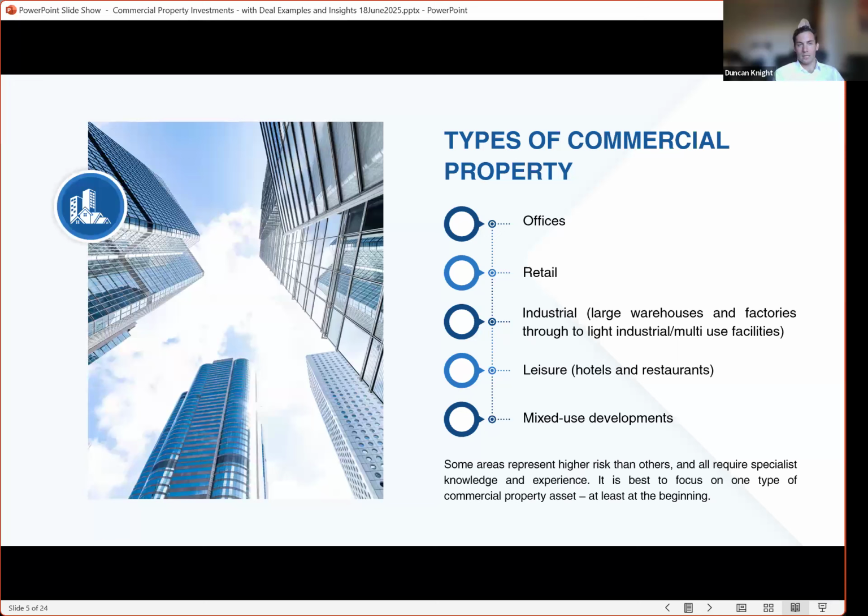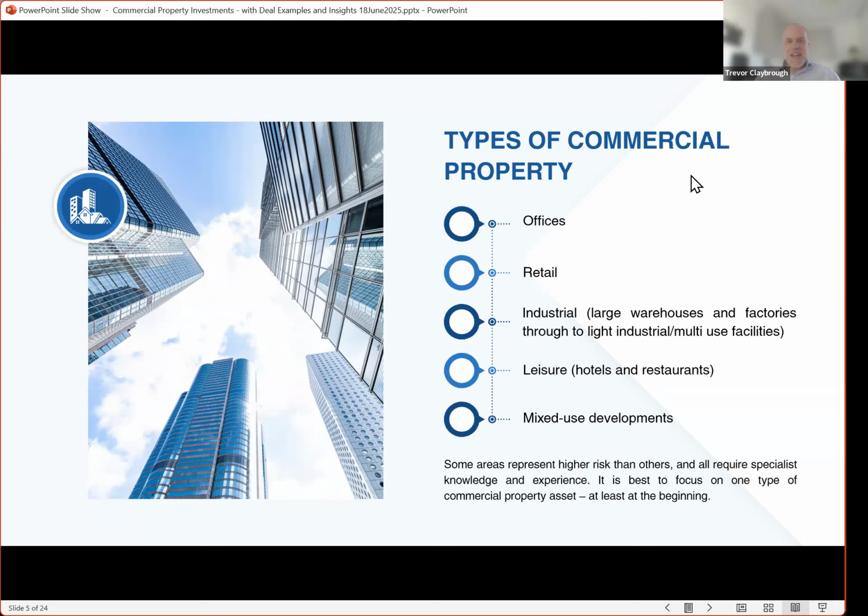Leisure hotels obviously suffered a lot through COVID, but have actually in the UK remained relatively stable over the last year or two. Particularly hotels has been quite a hot topic for a lot of investors at the moment. So yeah, hopefully that gives you a bit of an overview.